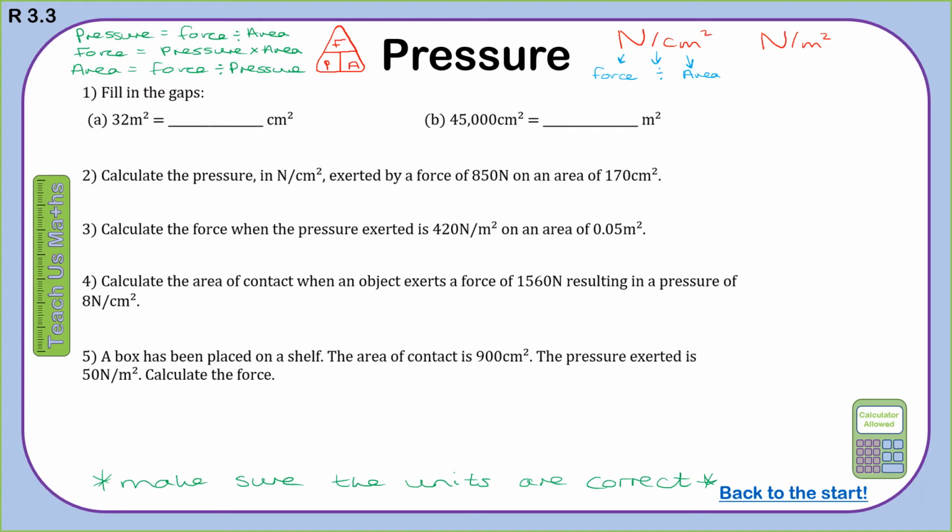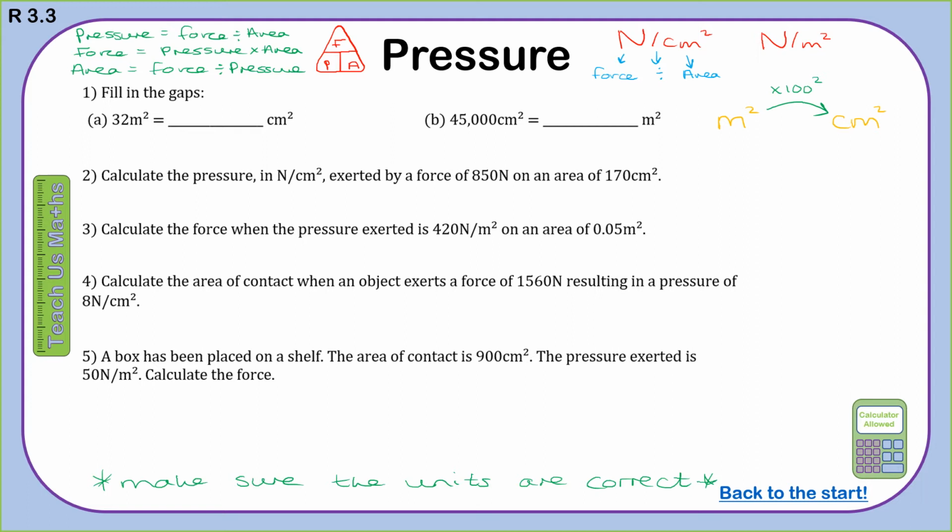As force is always in newtons, you don't need to worry about converting those. You may have to convert area though. If I knew an area in metres squared and I wanted it in centimetres squared, then I would simply multiply by 100 squared. That's because there are 100 centimetres in a metre, so there are 100 squared, so 100 times 100 centimetre squares in a metre square.